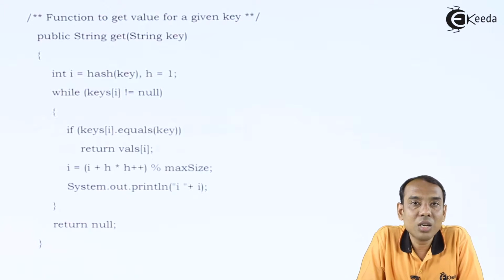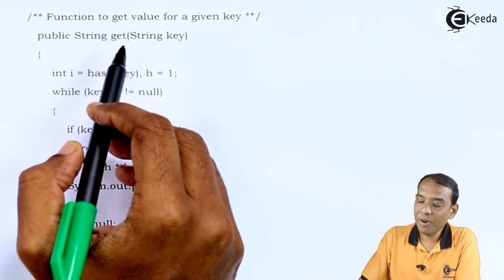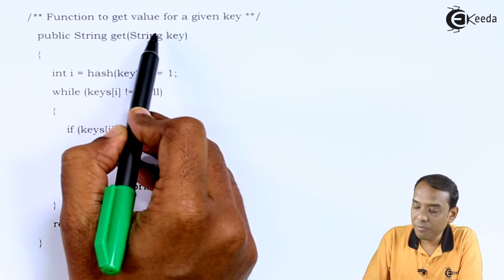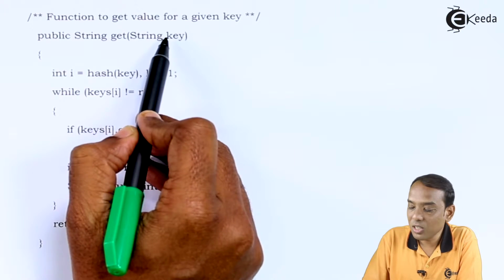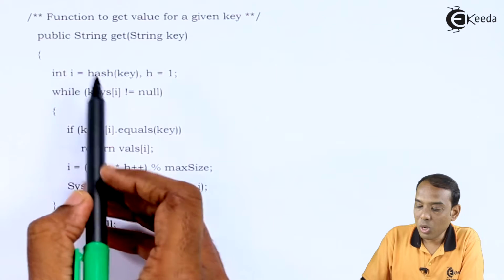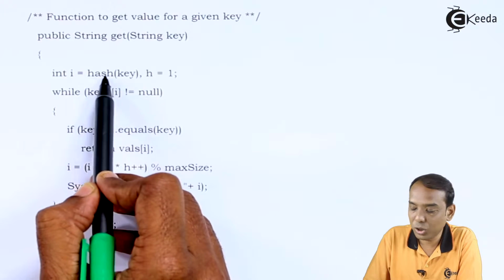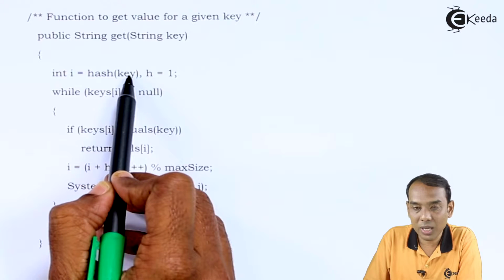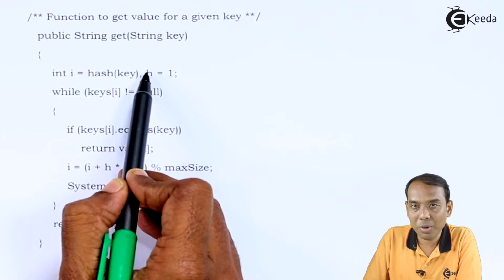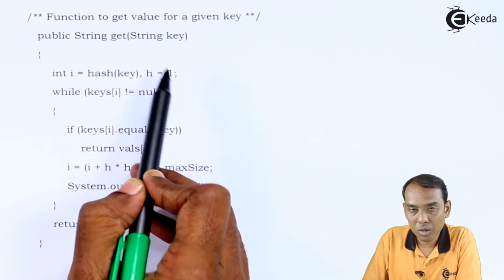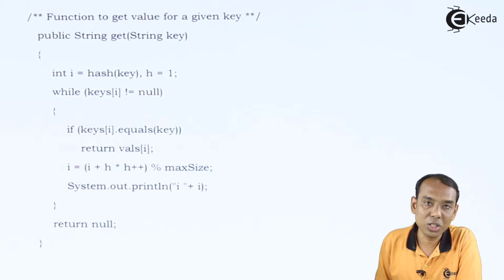Now we will move to another set of functions. Now we will discuss how to get the value for a corresponding key. Let us look at the function. I have defined a function called get, in which I am going to pass the parameter string key. Once I get it, I need to have the value of i. I call the function hash with the corresponding key, and I am going to have the h variable value as 1.